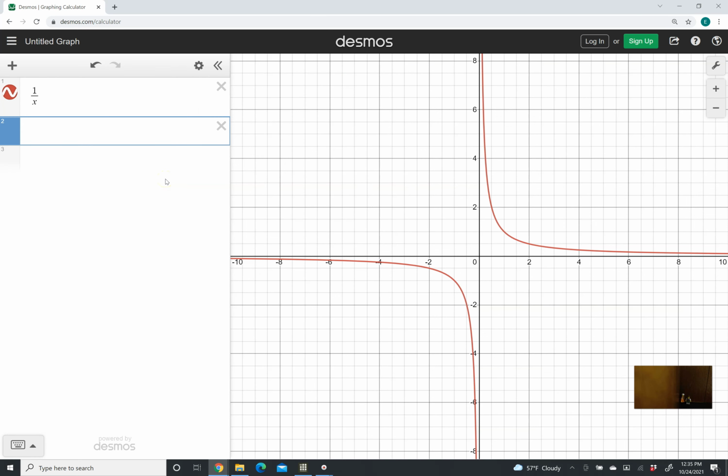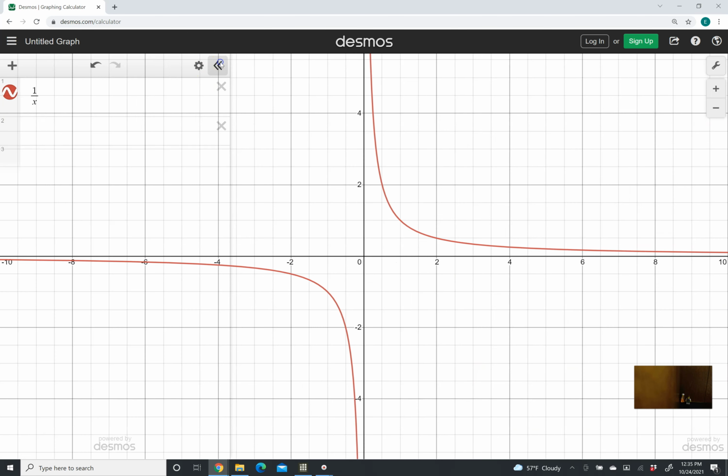Okay, so the domain here is all x values. It keeps going off to the side to infinity and negative infinity. But over here, we actually never reach 0. There is no value at x equals 0. It just keeps getting closer and closer and closer, but it never actually reaches x equals 0. So the domain is x such that x is not equal to 0.